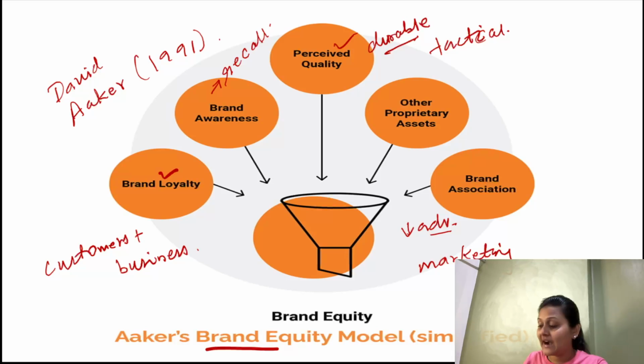Next we have brand association. Brand association refers to the mental connections consumers make with that brand. It can be an emotional or logical connection. This can include the brand's image, the personality the brand holds in the minds of customers, and memories, like Maggi has created a nostalgic feeling among customers.